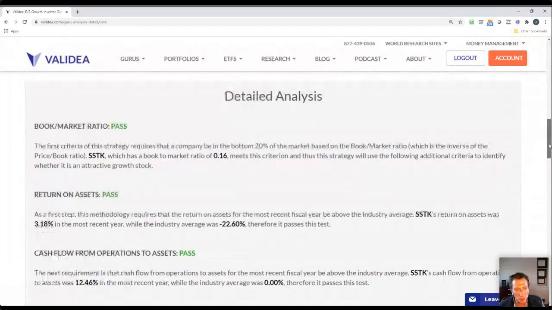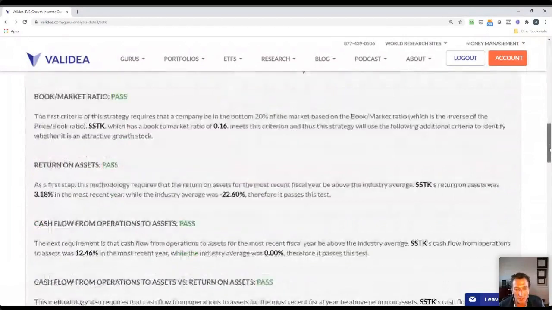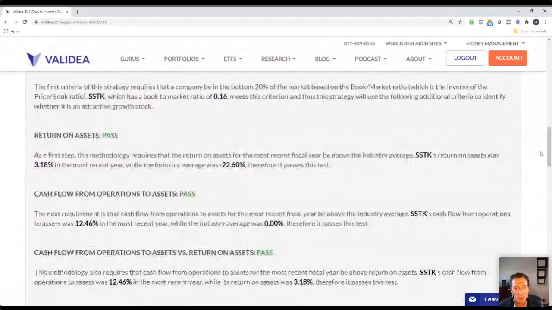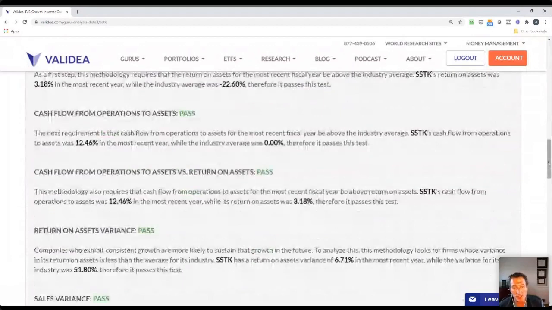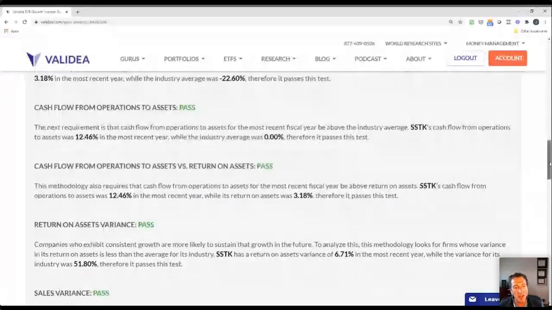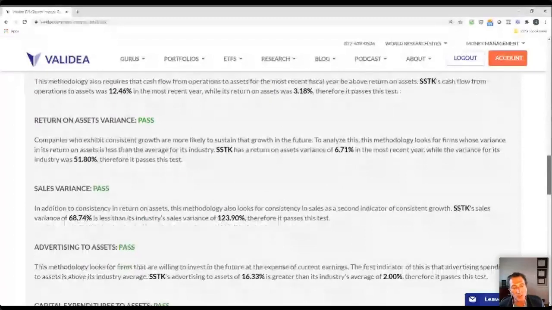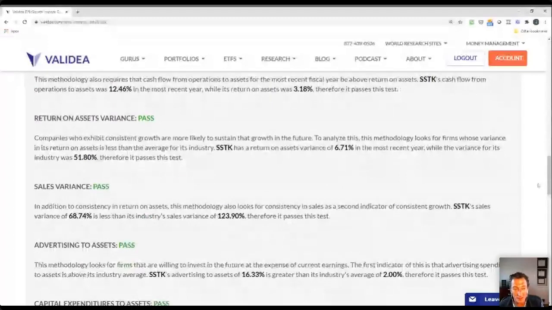It looks at return on assets. It wants to see return on assets higher than the industry average. It wants to see cash flow from operations higher than the industry average. It wants to see cash flow from operations to assets higher than return on assets. And then it looks at other things like the variance in return on assets and the variance of sales. So in this case, it's rewarding consistency.